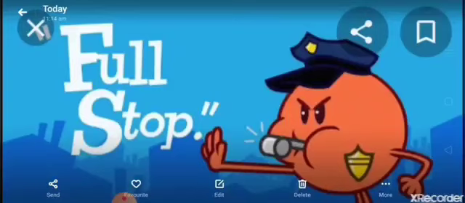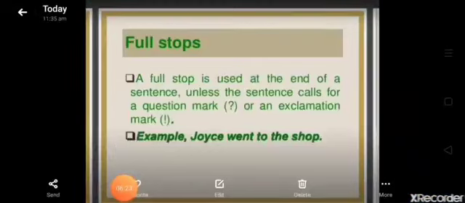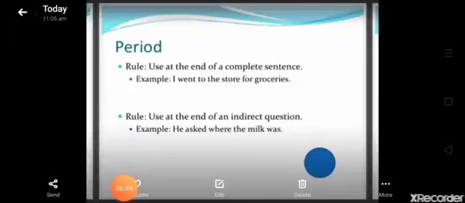I am coming to the party. After party, we put a full stop. A full stop is used at the end of the sentence unless the sentence calls for a question mark or an exclamation mark. Example, Joyce went to the shop. The full stop is used at the end of a complete sentence. Example, I went to the store for groceries.